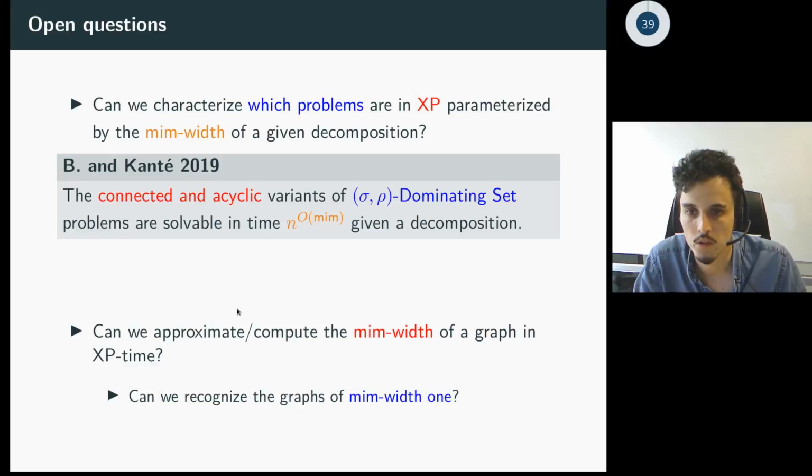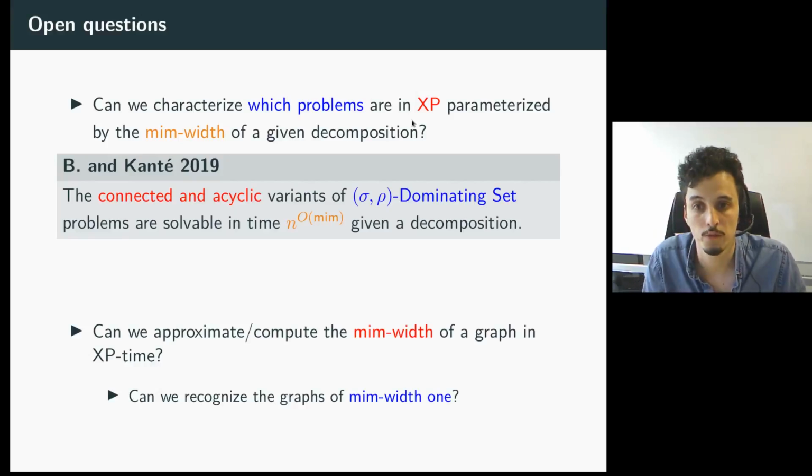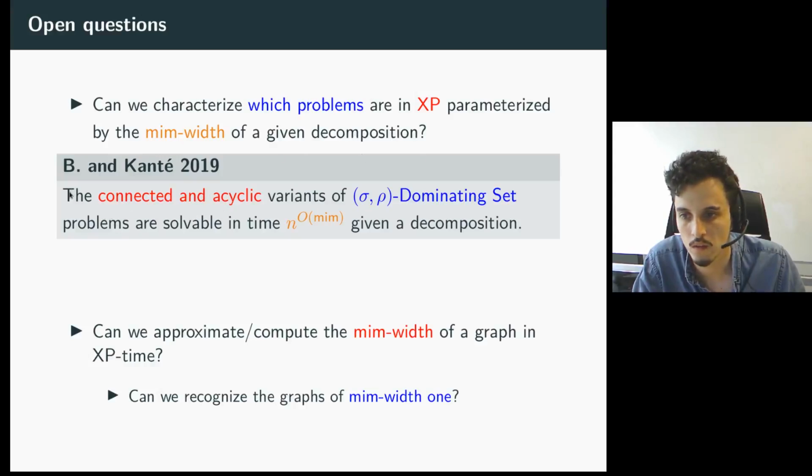Now some open questions. The first one is about the meta-algorithmic application of Mim-width, and asks: can we characterize the family of problems that are XP parameterized by Mim-width of a given decomposition? So this was partially answered already by some results, and in particular this one.